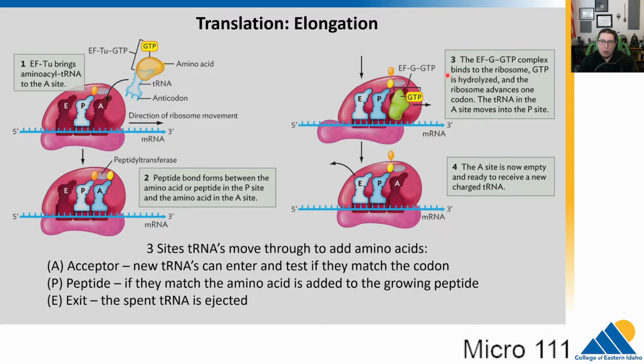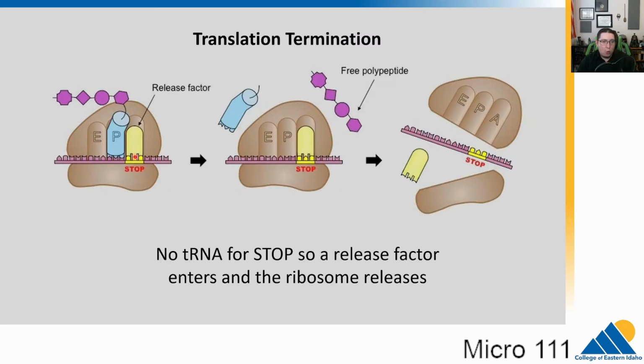And then now we have a new open acceptor site that will check for the next amino acid by the codon. So this process repeats and repeats until we get to a stop codon. There are no tRNAs that code for anything in stop. Instead, what's called a release factor will bind to the stop and cause everything to fall apart. That releases our new protein and releases the ribosome components to go off and translate another mRNA.